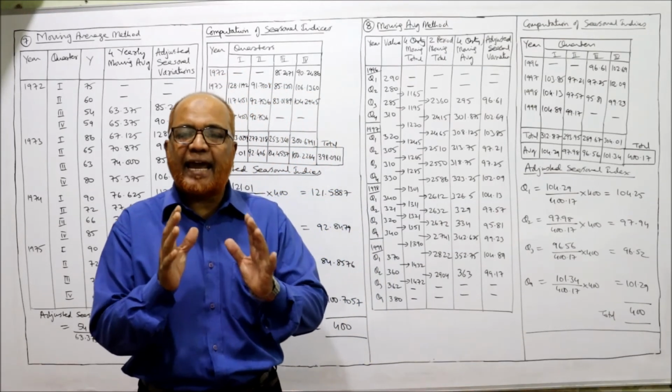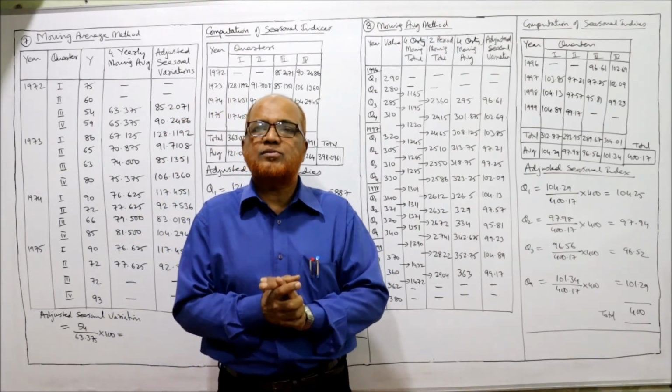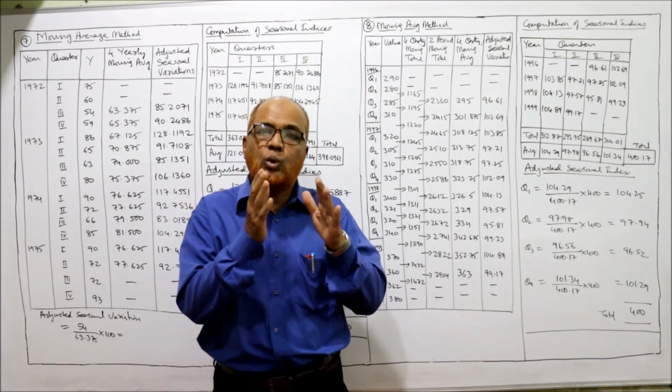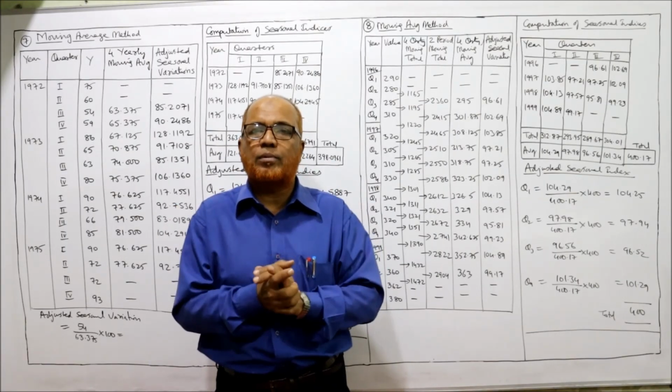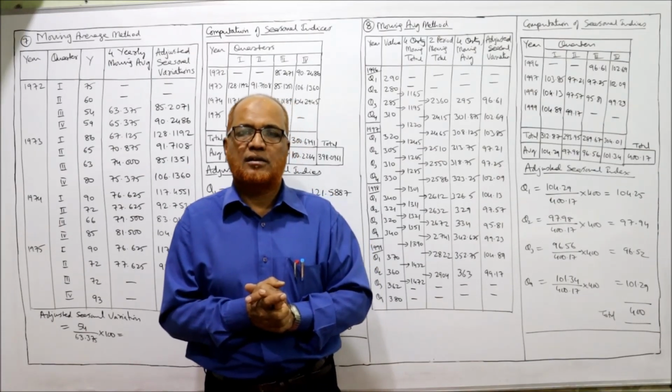So we have completed 8 problems on seasonal variations. The first 4 problems we did on the simple average. One problem we calculated on the ratio to trend method. Then these 2 problems are based on the moving average method.